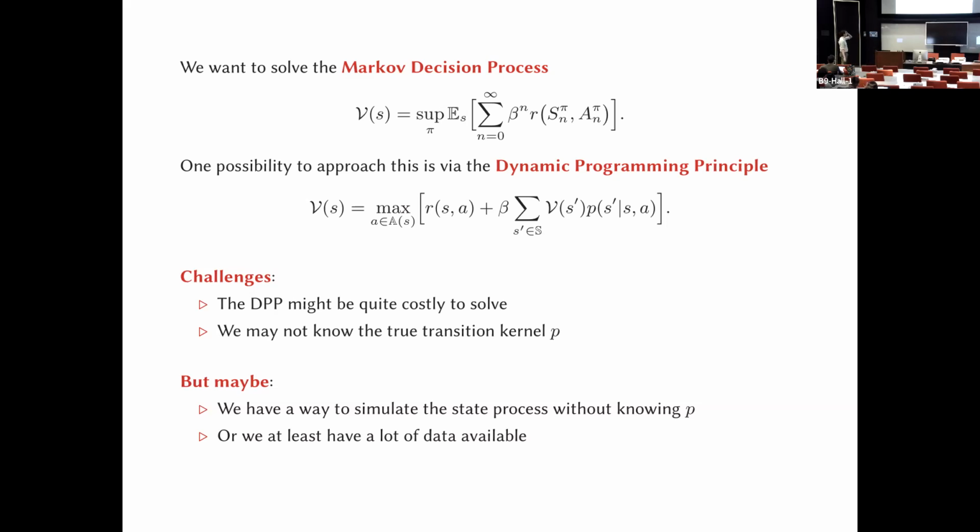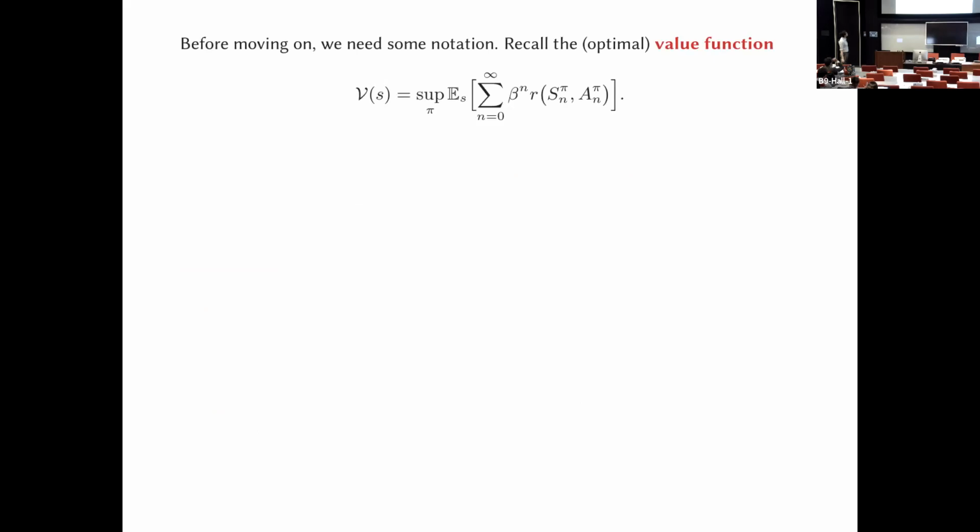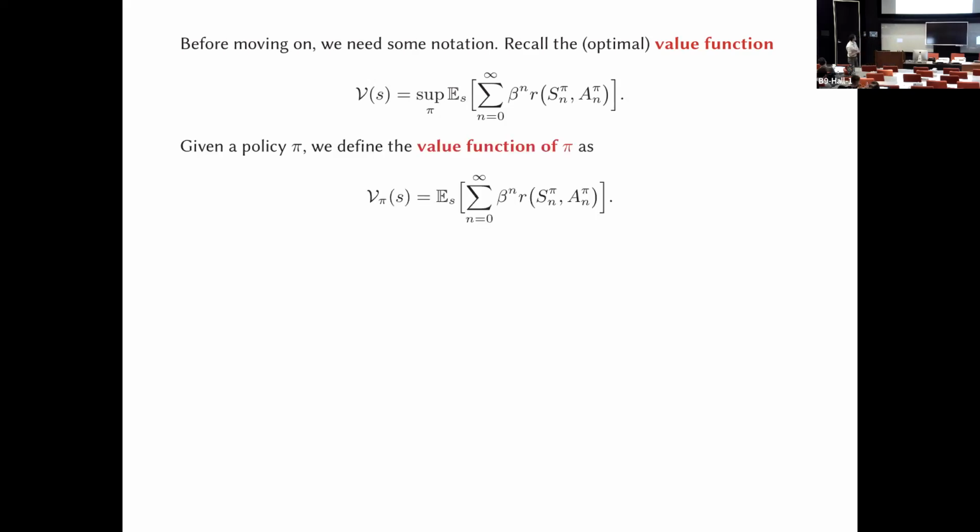What can we do then? That's the big question now of this second part. And I want to start with a little bit of notation. We already know the value function. What we will now have to do is we need a way to evaluate how well a given policy performs. So we need to compute somehow the expected total reward under a given fixed policy pi. This is what we call the value function of pi, small index pi.